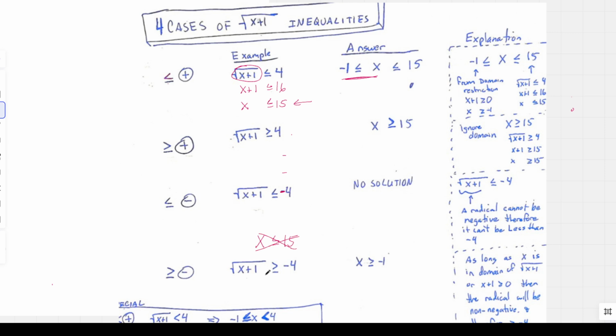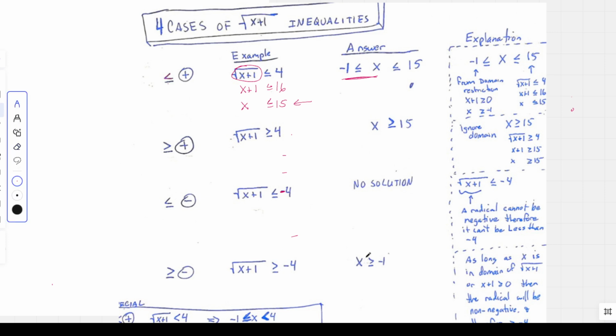So okay, same concept, but now it's greater than -4. Since this will always be positive, that means that it will always be greater than -4 no matter what, as long as you don't violate the domain restriction. So if you plug in 8 into this one, it'll definitely work.